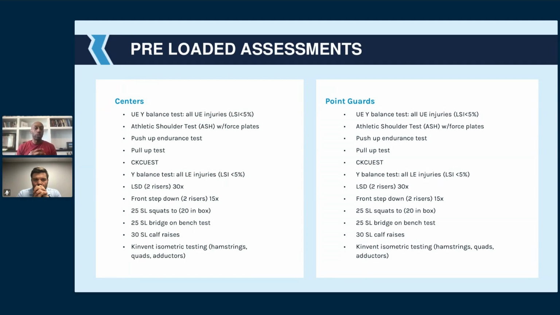But as you can see, I'll go through the list real quick. You guys are probably familiar with a lot of these things, which is the Y balance, upper extremity Y balance. We have the athletic shoulder test with force plates. You have the push-up endurance test, the pull-up test. You have the closed kinetic chain upper extremity stability test. You have the Y balance test for lower extremity, right? That's three different ways we do it.